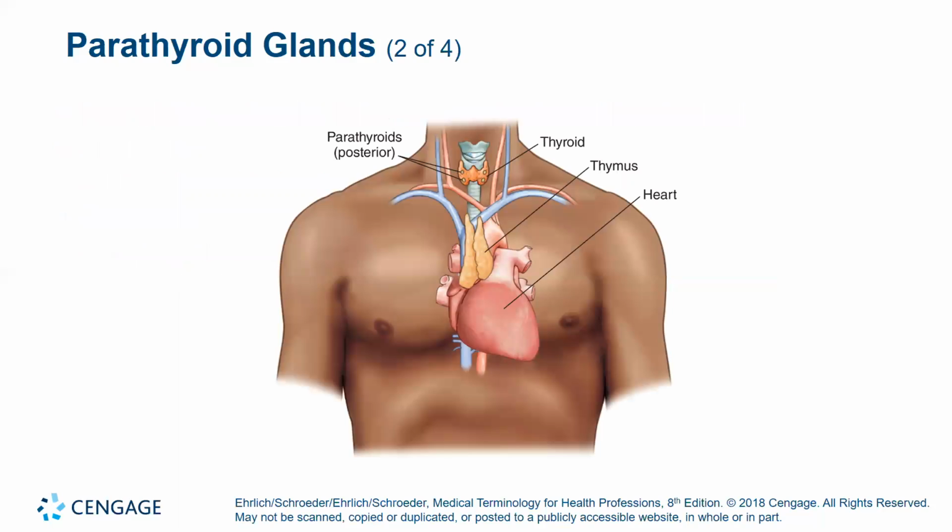And you can see here where these are. We have the parathyroids here. Here's the thyroid, in orange. We have the thymus, and then we have the heart here in this figure.